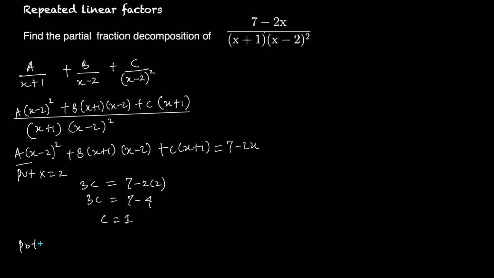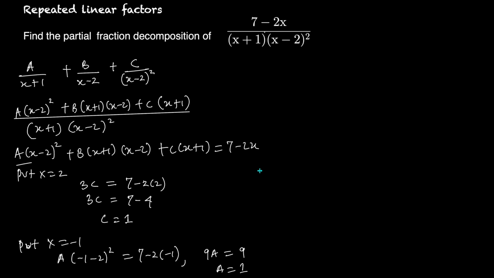Now I'm going to put x equal to -1. When I put x to be -1, I am eliminating B and C. So I have A times (-1 minus 2) squared equals 7 minus 2 times -1. So this gives 9A equals 9. So A equals 1.